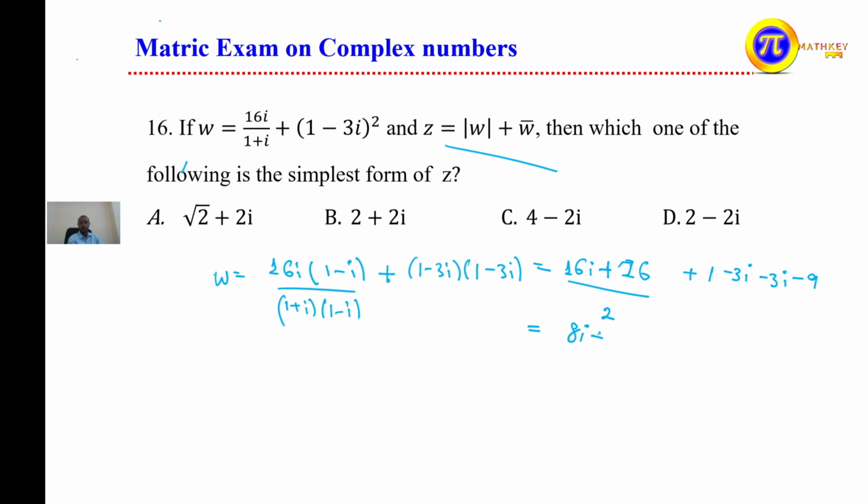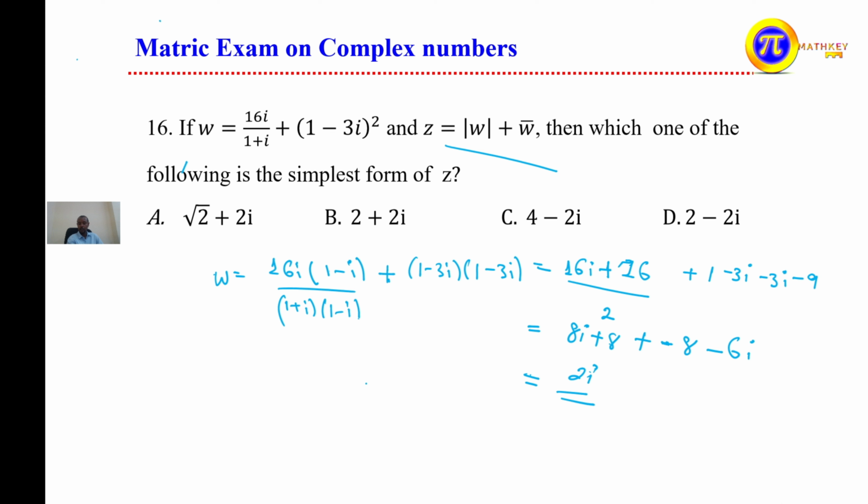8I plus 8. Here is 1 minus 8, that is minus 8, there is minus 8 minus 3I minus 3I, that is minus 6I. So this becomes minus 8 minus 6I. We cancel: 8 minus 8 is 0. What remains? 8I minus 6I is twice I, that is 2I. Here we have W.